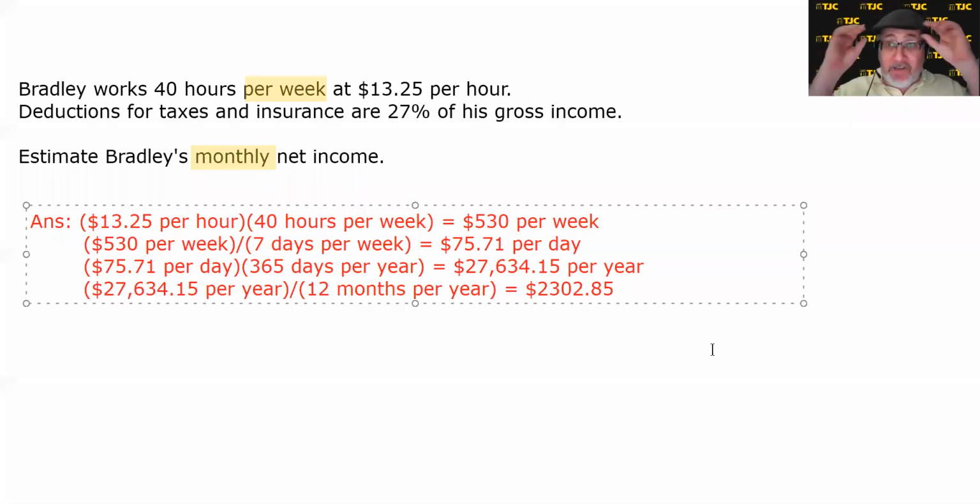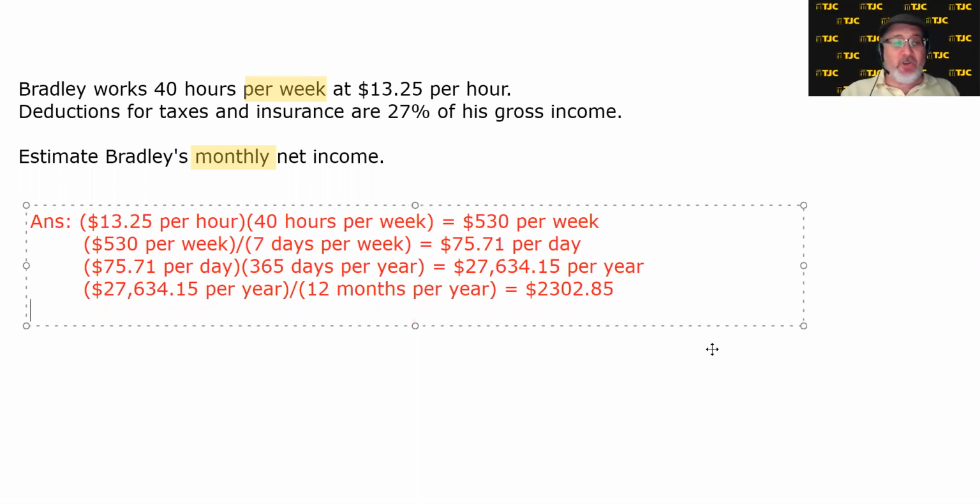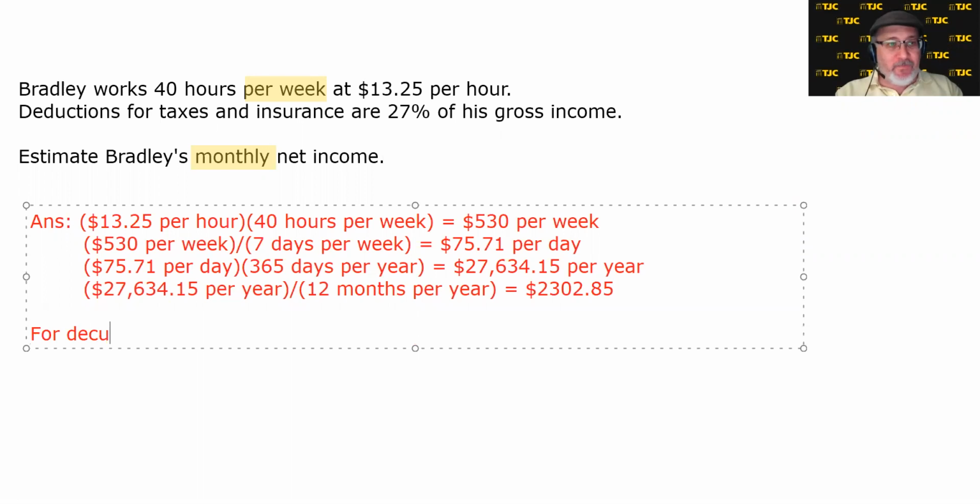Want to check something real quick. Actually, it's not time for me to check that that's the answer I wanted to get, because we're not done with the problem. Why are we not done? We've calculated his monthly income, but this is his monthly gross income. Remember, at no point do we take out the 27% for deductions.